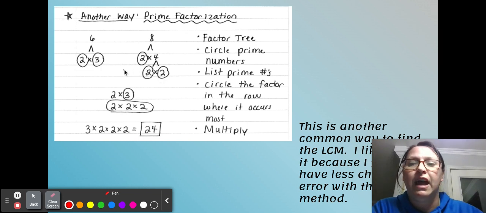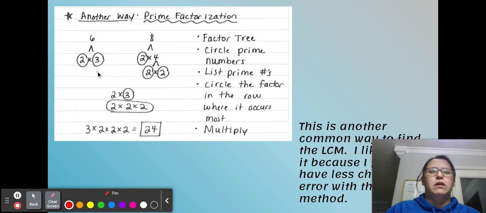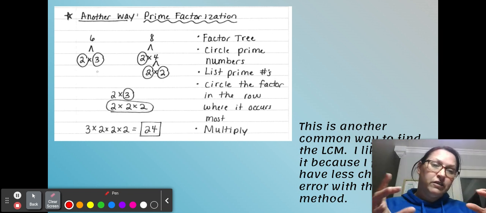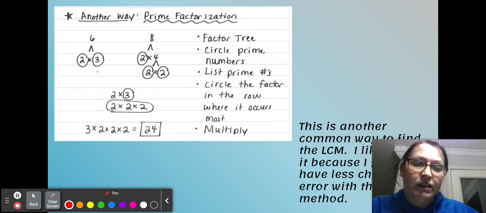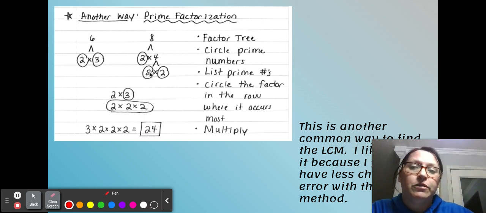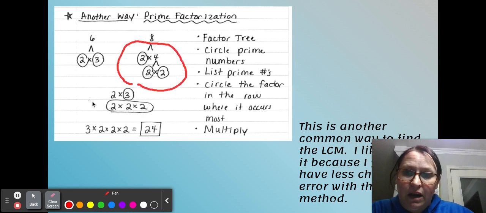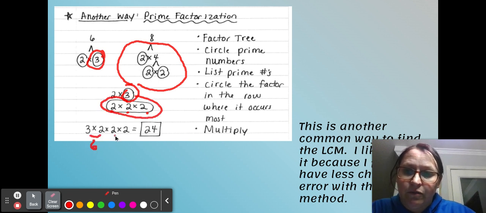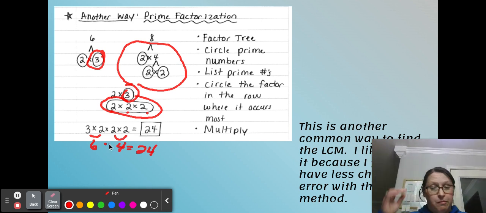Now what I have to do is, the way they do it in the book and the way I do it are a little different, but they're very similar too. What they do is they say, okay, I see a 2 and I see three 2s. I'm going to take the three 2s, 1, 2, 3, and I'm going to put them here. 2 times 2 times 2. I see a 3 right here. I'm going to put that 3 right here. And I am going to multiply those together. So 3 times 2 is 6. 2 times 2 is 4. 6 times 4 equals 24. So that would be my least common multiple.